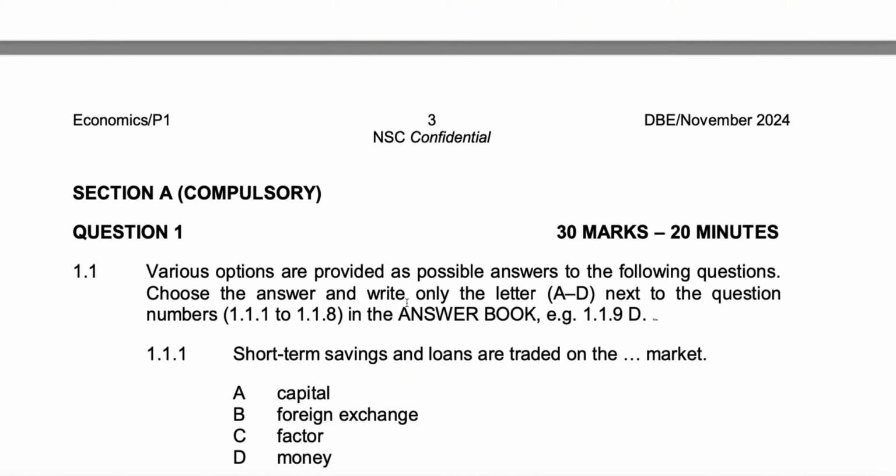So we have learners that write A or B. Automatically, your answer becomes wrong. Yes, we know the B is the distractor. So you should choose only 1. Don't say A or B. The minute you say A or B, that's wrong.